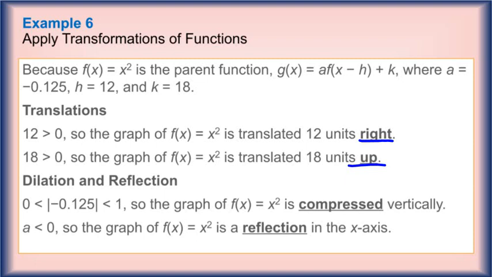There is a dilation because we do have our A, and our A is negative 0.125. The absolute value of negative 0.125 is 0.125, which is greater than 0 but less than 1. This is a compression. This is vertical because it's on the outside of the parentheses. So it's a vertical compression. And since A is negative, it's a reflection across the x-axis. It's a reflection across the x-axis because it's on the outside of the parentheses, therefore affecting our y value.